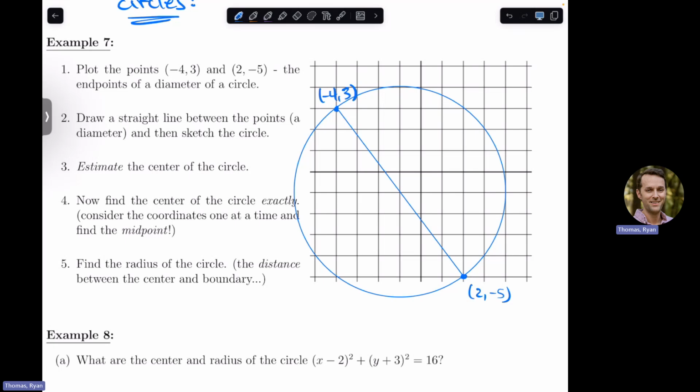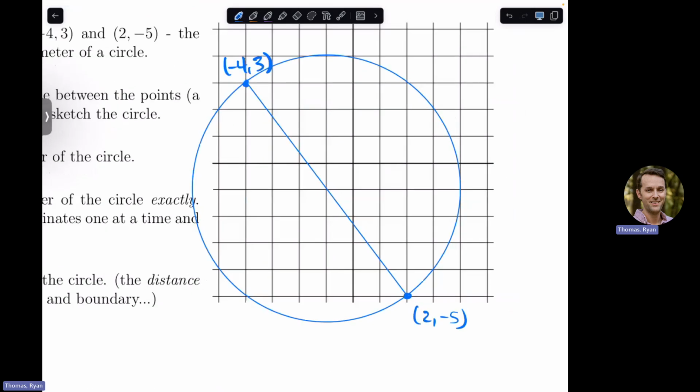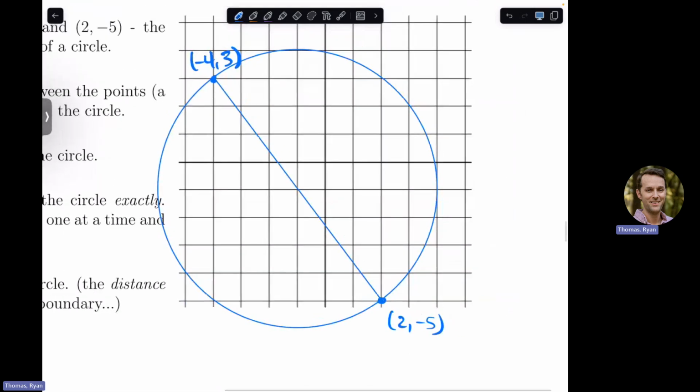Anyway, we get our circle. Okay, we want to first estimate the center. How do we do that? Okay, look at it. It's a good place to start. Where does it look like the center is? There? Okay.